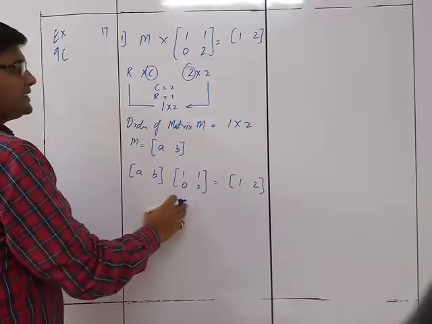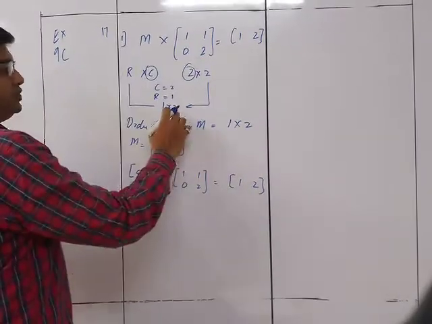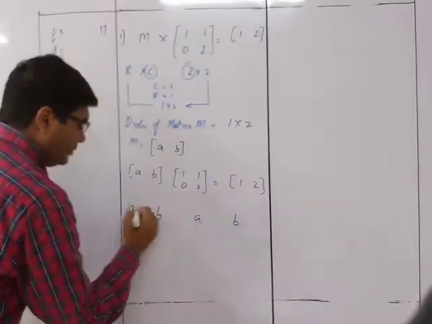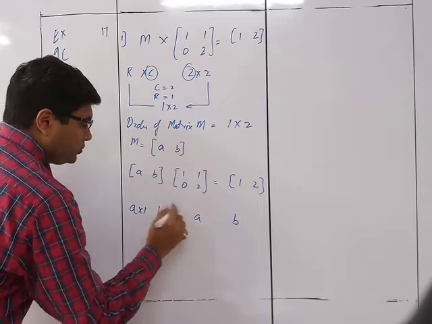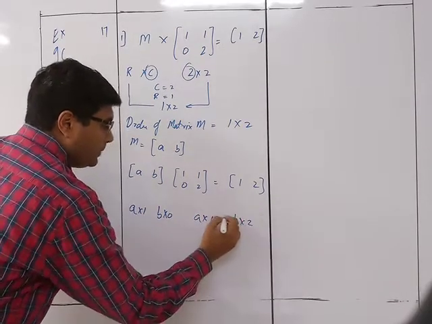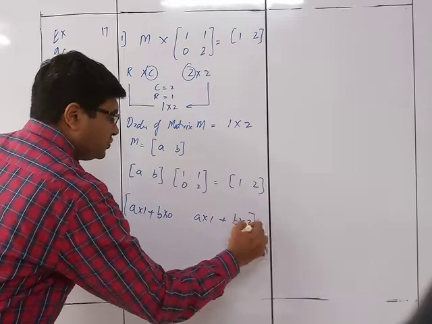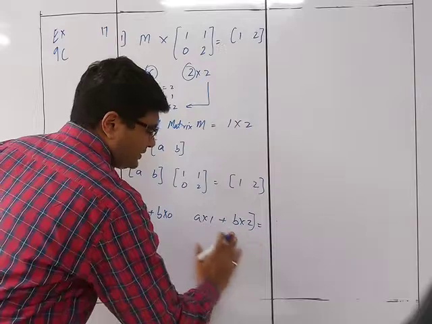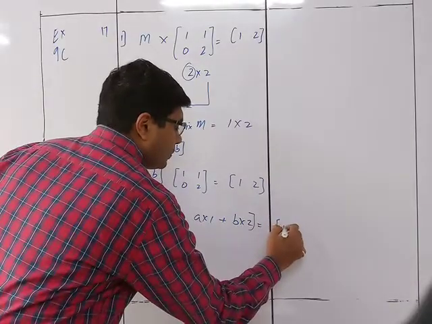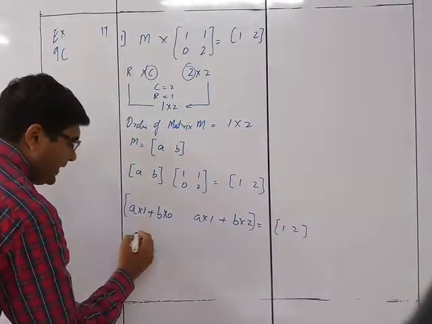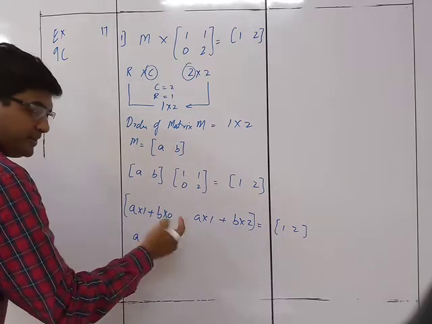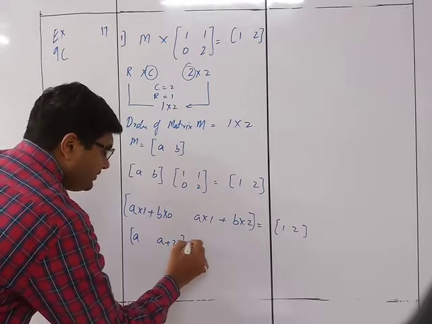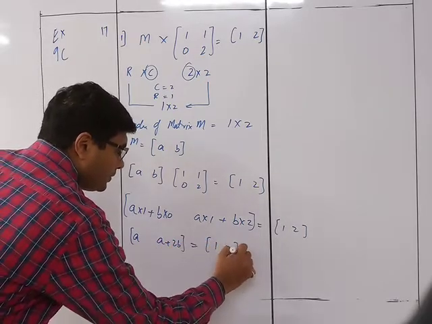So this I know I'm going to write how many times? This is 2 times. So I'm writing A, B, A, B, into 1, into 0, into 1, into 2, plus sign here, plus sign here. This gives me equals to 1, 2. So this becomes A plus B times 0, and this becomes A plus 2B is equals to 1, 2.